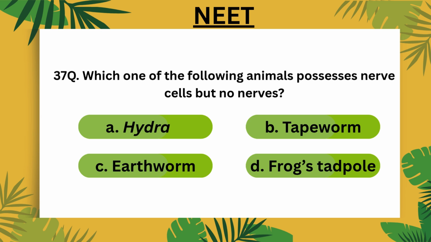Thirty-seventh question. Which one of the following animals possesses nerve cells but no nerves? A. Hydra. B. Tapeworm. C. Earthworm. D. Frog's tadpole.